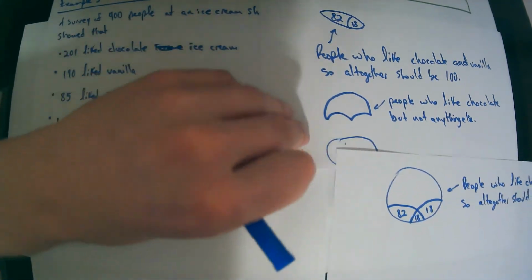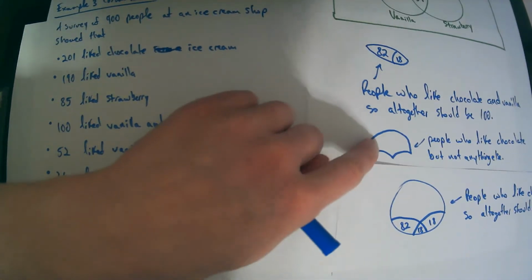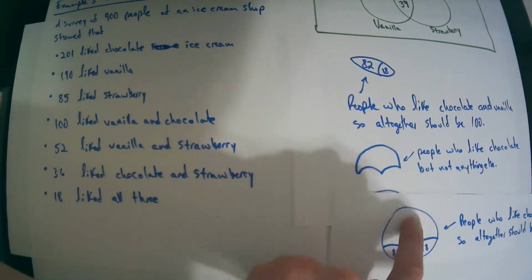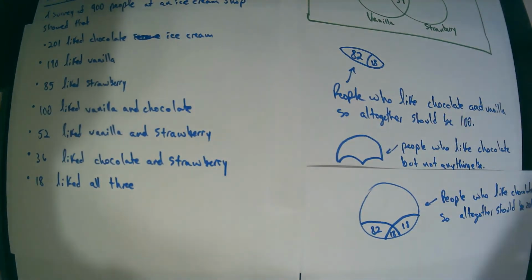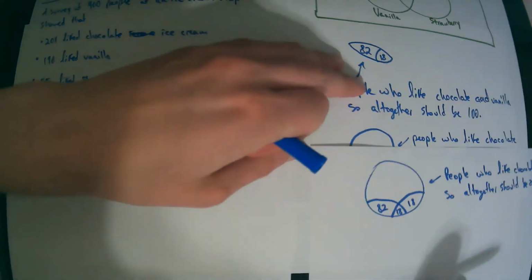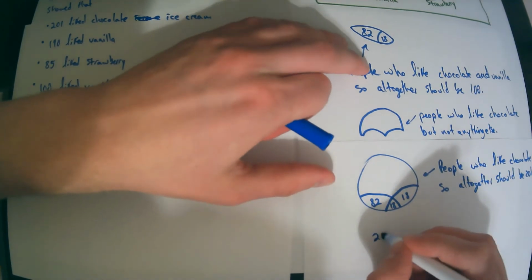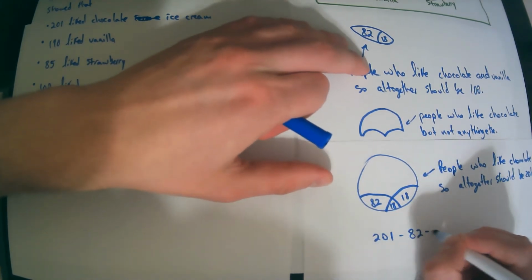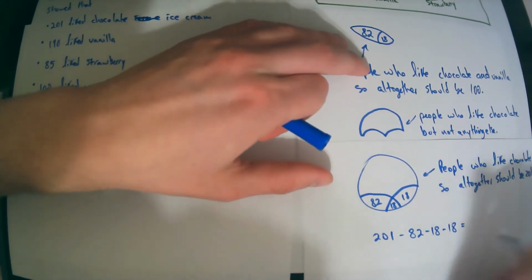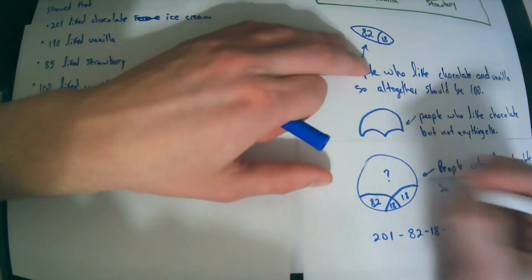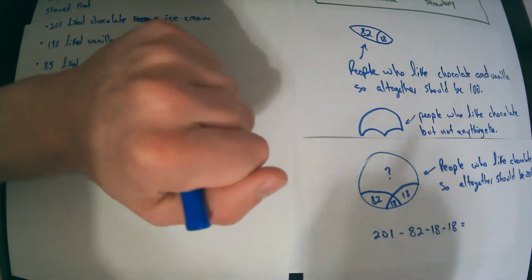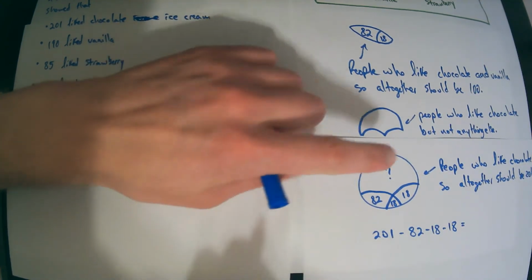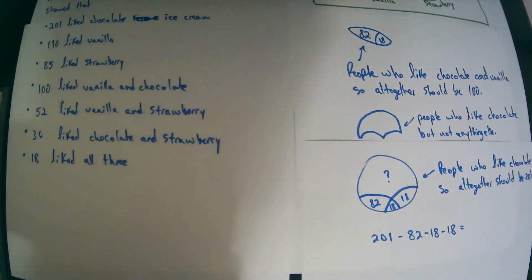Okay, so what goes in this spot? The spot with no number written in it. Well, it should be some number so that when I add these three to it, we get 201, right? So in other words, take 201 and subtract these numbers to figure out what gets written right here. The people who strictly like chocolate, not anything else. That's the number that goes there.